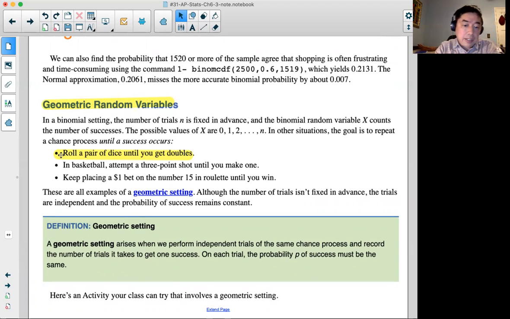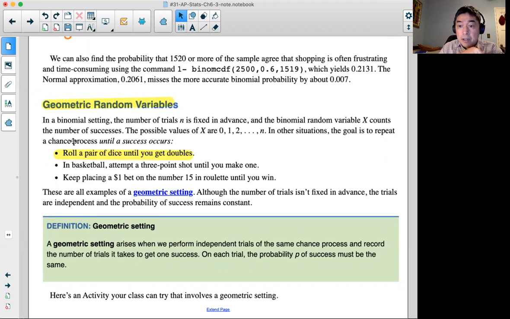Roll a pair of dice until you get doubles. So what's the probability you can get doubles the first time, or the second time, or up to 4 times? What's the probability you get doubles by the time you roll 4 times, or 5 times? So that is kind of the question, the probability we have to work out.